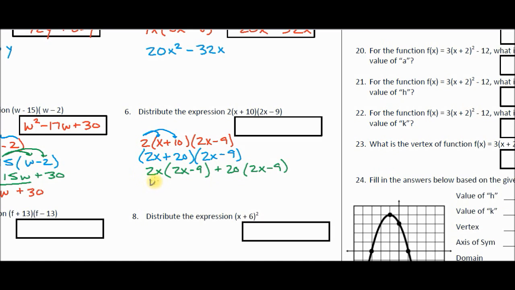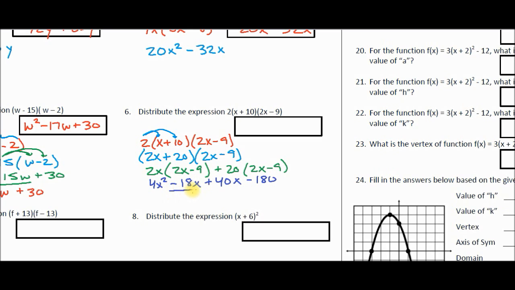2x times 2x is 4x squared. 2x times negative 9 is negative 18x. Again, class, if you struggle with negative numbers, just put in your calculator 2 times negative 9. You're going to get negative 18, and then just don't forget to put the x there. We've got 20 times 2x is 40x. And then we have 20 times negative 9. Putting that in my calculator, I got negative 180.